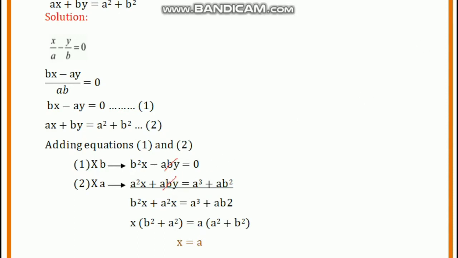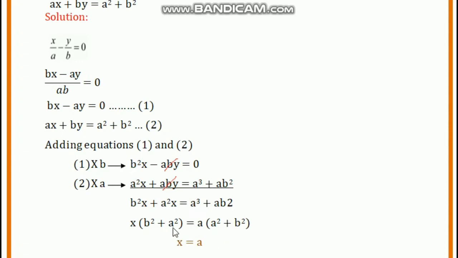So remaining b square x plus a square x is equal to a cube plus ab square. Okay, then x is common, take outside: b square plus a square. On the right, a is common, take outside, so a of a square plus b square.